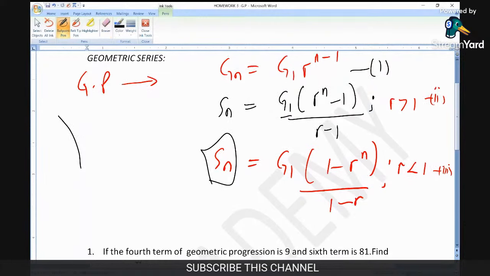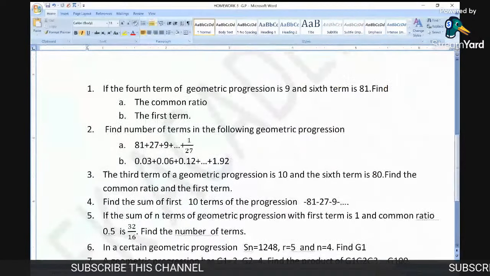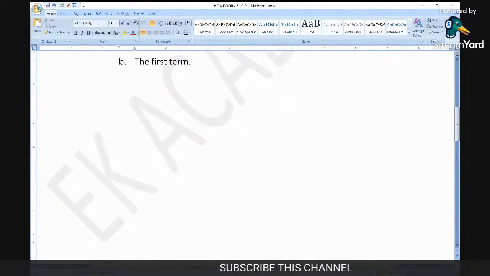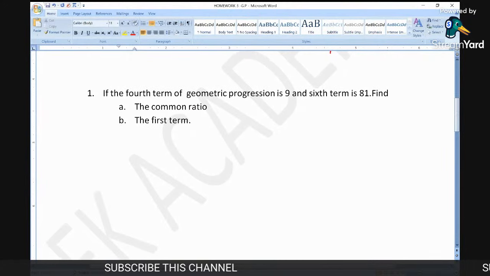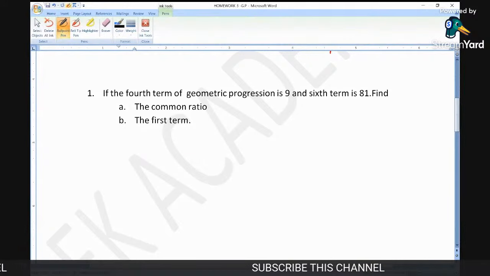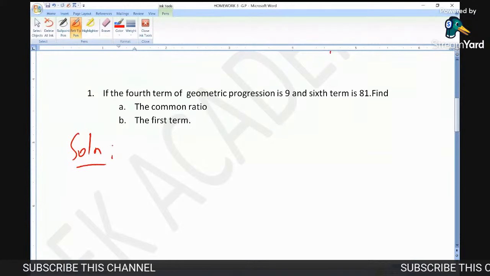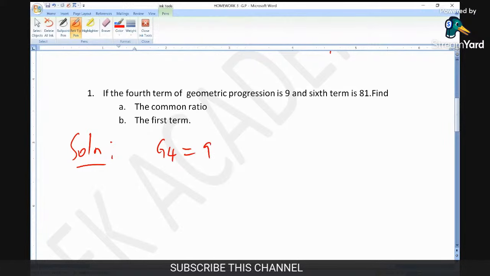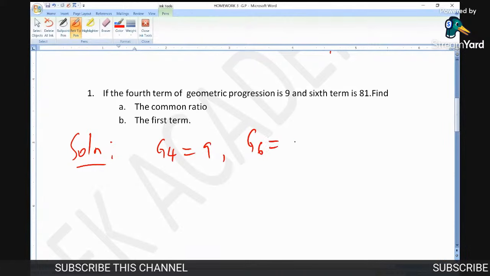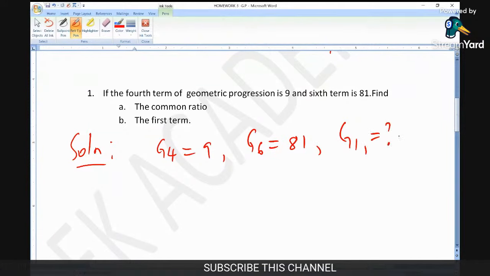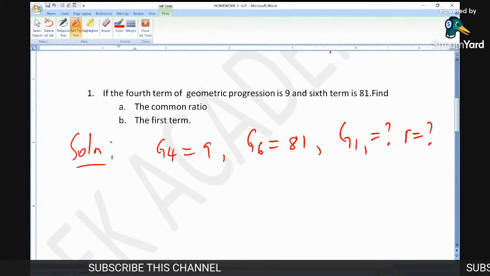So now we go straight to the questions. The first question, as you can see here, says that the fourth term of a geometric progression is 9. We were given that the fourth term, G4, equals 9, and G6 equals 81. We are supposed to find G1 and the common ratio.